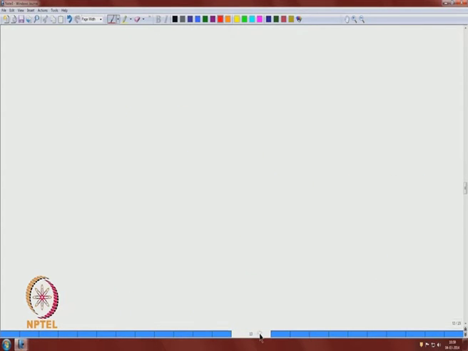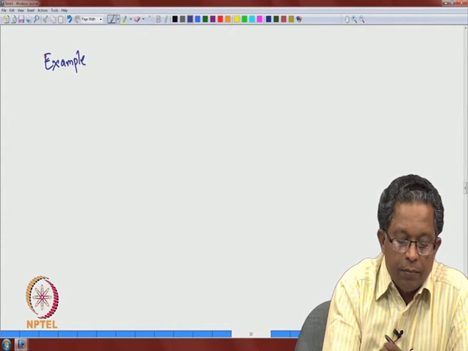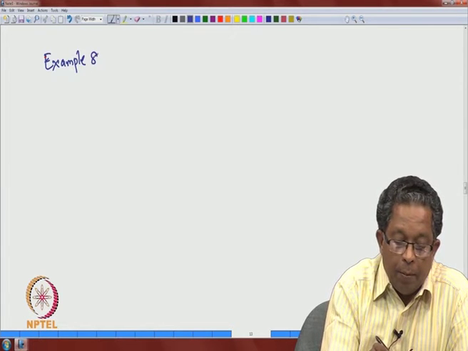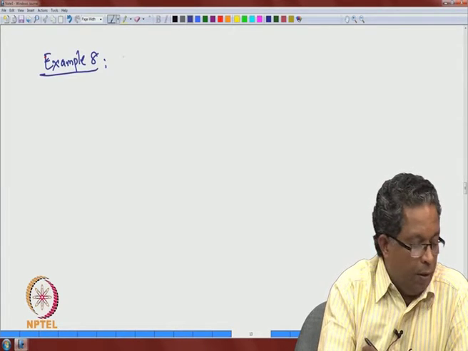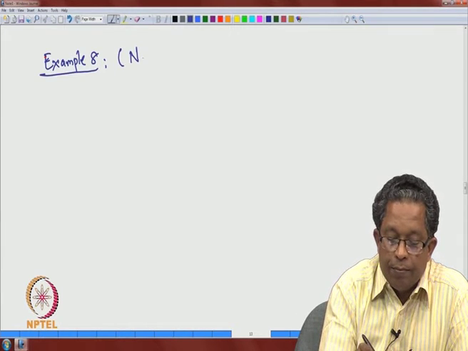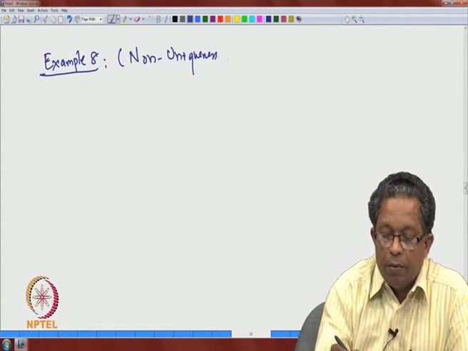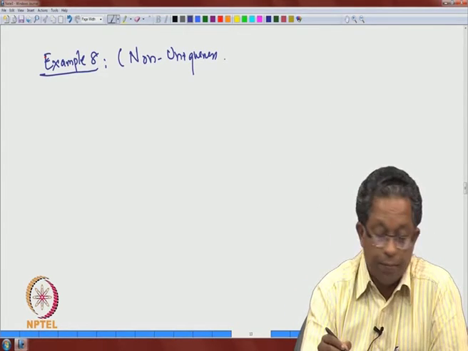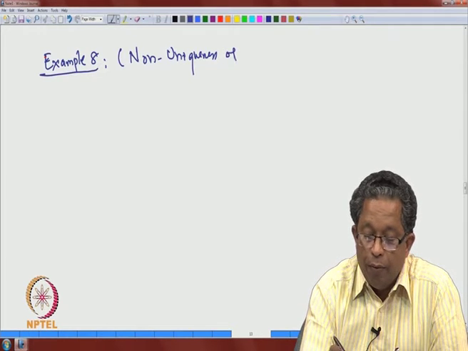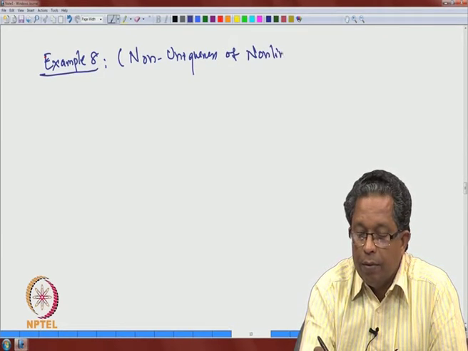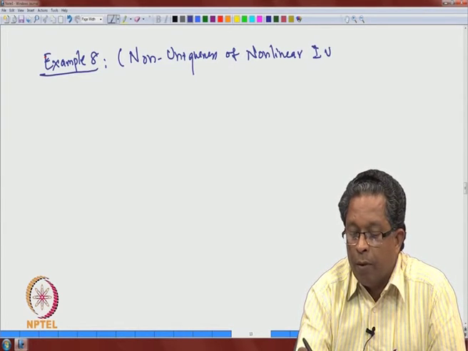Now looking at another example, call it example 8. Here, non-uniqueness of a non-linear initial value problem.